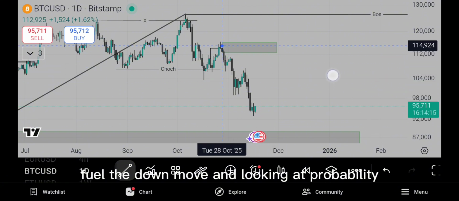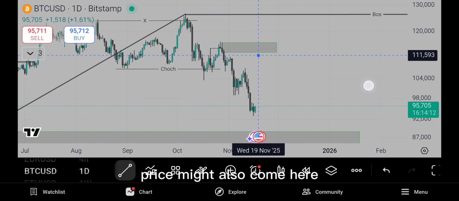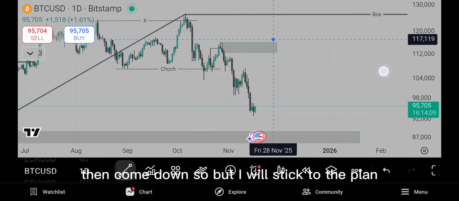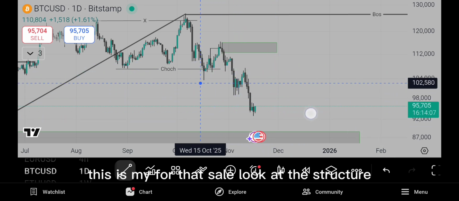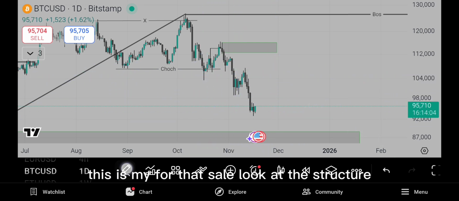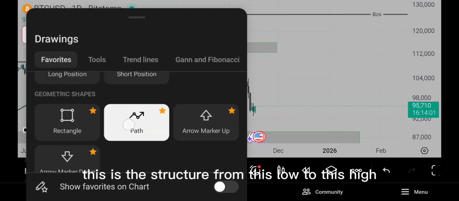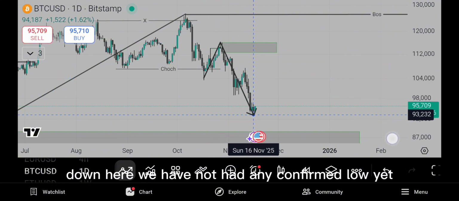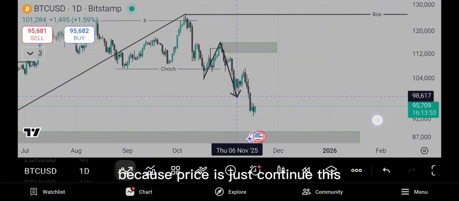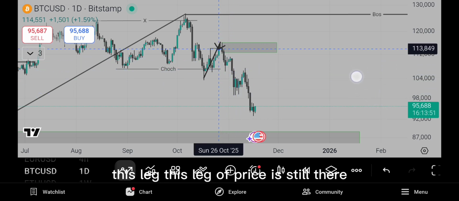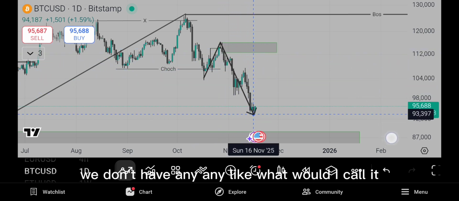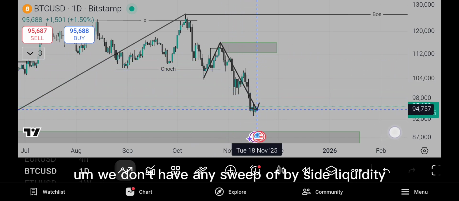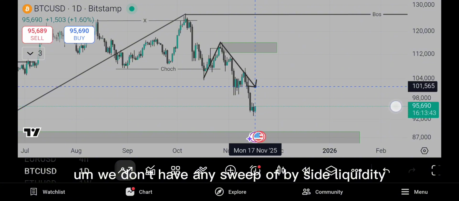This is going to serve as liquidity to fuel the down move. And looking at probability, price might also come here and give us a sweep of liquidity, then come down. But I will stick to the plan. This is my entry for that sell. Look at the structure. You see the structure from this low to this high down here. We have not had any confirmed low yet, because price is just continuing. This leg of price is still there. We don't have any sweep of buy side liquidity.